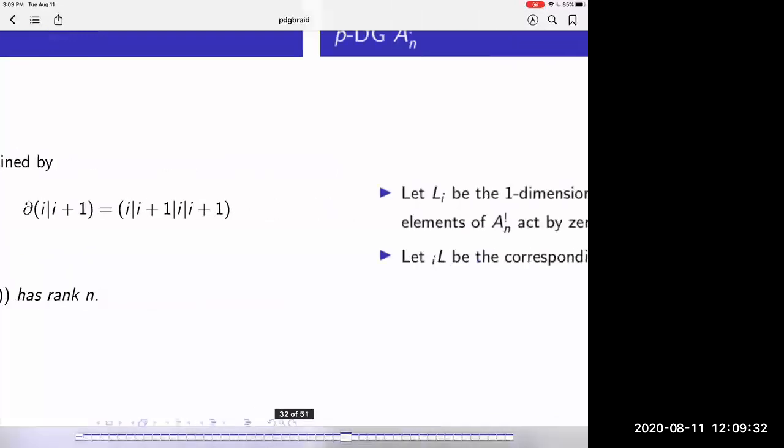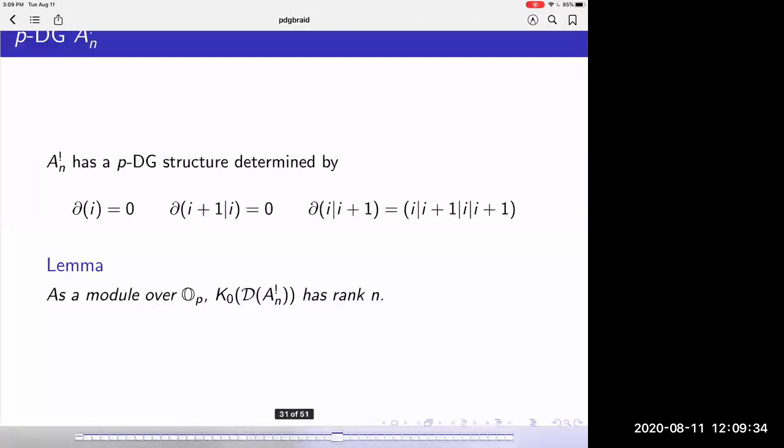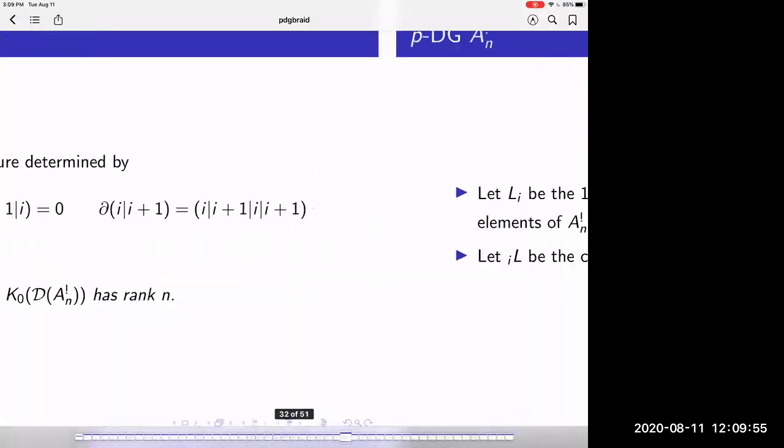Okay. So before I continue, I should mention why I didn't start with the algebra A_n. The answer is that A_n is a much smaller algebra than A_n shriek, and the degrees of A_n are concentrated between 0 and 2. So there's no real chance of putting a non-trivial PDG structure on A_n. A_n shriek is a bigger algebra, and here we have a non-trivial PDG structure.